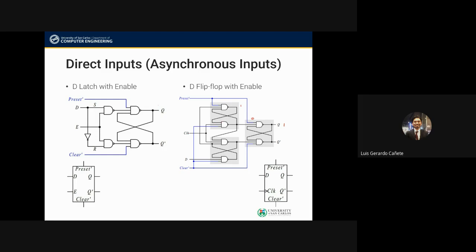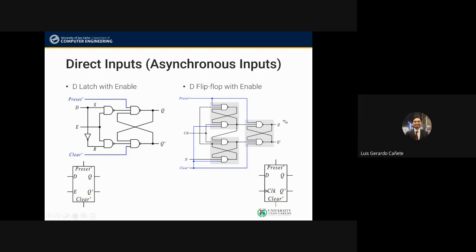Let's say that if clock is 0, then this would be 1. If clock is 1, it doesn't matter. This will still be 1. Yeah, this will be 1 for all cases. So once we bring back preset to high, then it would still be just 1, 1 anyway. So yeah, that's just basically how it works. We override the flip-flops, or we override the latches, with these asynchronous inputs that don't necessarily wait for the clock signal.